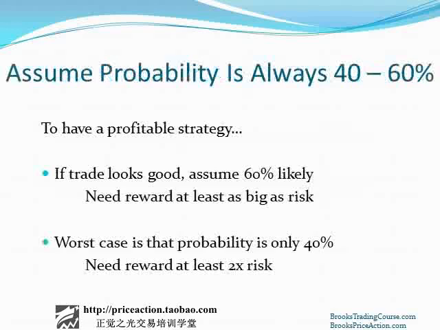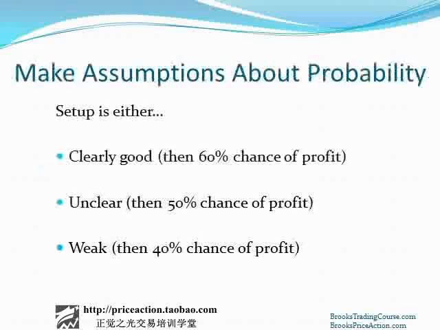You should always assume that the probability is between 40 and 60%. And to have a profitable strategy, when a trade looks good, you assume it's 60% likely of being successful. When that's the case, you need a reward at least as big as the risk to have a profitable strategy. Worst case is the probability is only 40%, and when that's the case, you need a reward at least twice as big as your risk. So if you look at a setup and you say, yeah, it's a setup, but I don't think it's going to work, then you need a reward twice as big as your risk at a minimum to have a positive trader's equation.